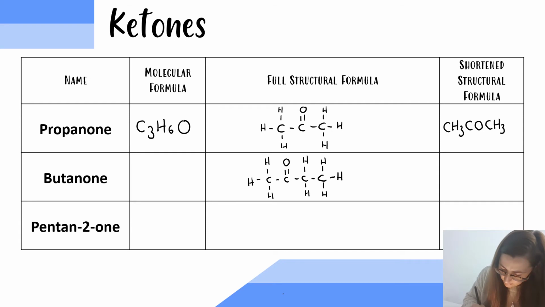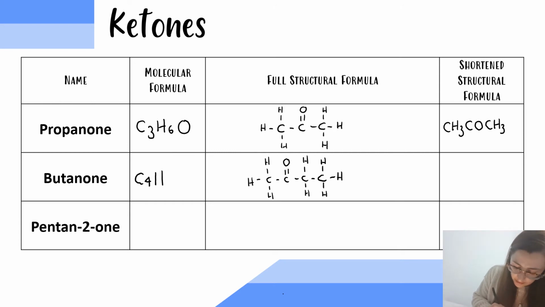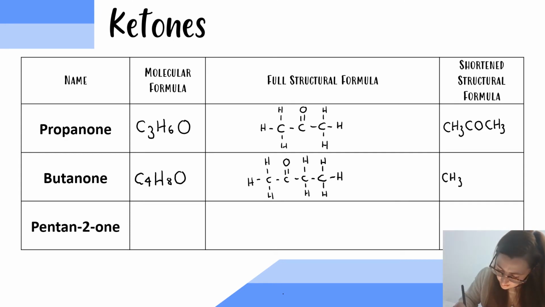So no matter if that C double bond O was on the first carbon, or sorry, the second carbon or the third carbon, it would be numbered, if we were systematically naming it, as on carbon 2. So this molecule is called butanone. C4H8O. Shortened structural formula, CH3COCH2CH3.